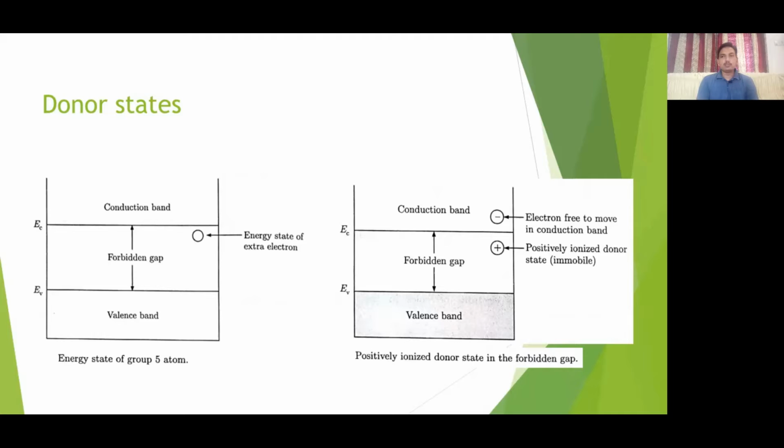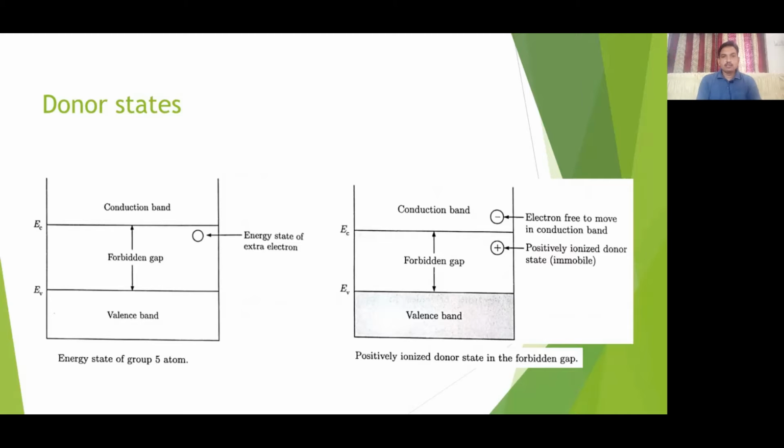So in case of N-type semiconductor, we know that the extra electron comes from a donor impurity atom. So that atom was basically said as donor atom. So what does this donor actually do with the conductivity of the pure semiconductor? How does it alter the conductivity of the pure semiconductor?